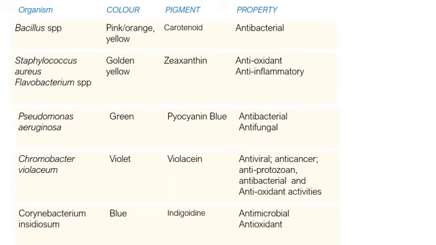Okay, so if you want to answer, say, give two examples for bacteria which are known to produce pigments, then you can say either Bacillus or Flavobacterium. Okay, then for another question that was give examples of pigments with their properties, for even that you can use these examples. Okay, so I hope this video was useful to you all.